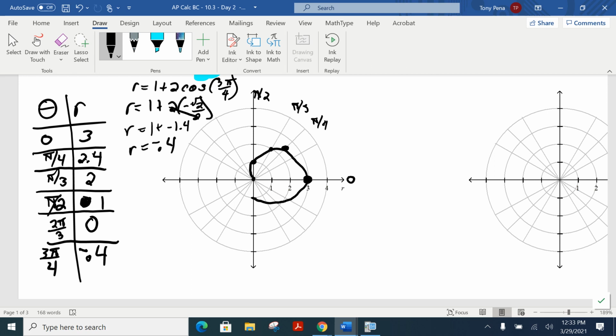So remember what that means. We're going to be looking at the 3 pi over 4 angle. So we're looking up here. So here's 3 pi over 4. So on this line is our direction, but we're going to go backwards a half step. So that actually means we are right about here. That's our next little point here.